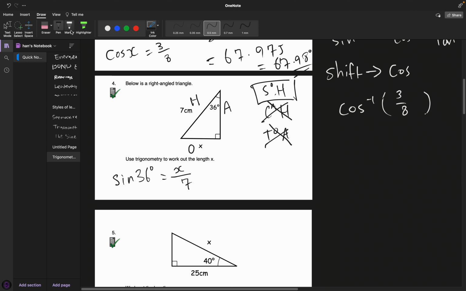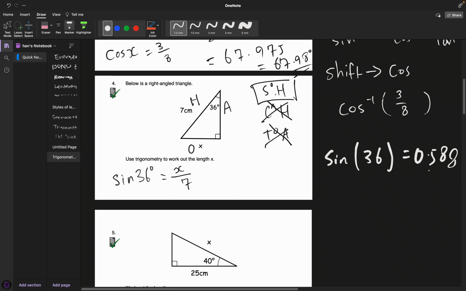How you do that is you press sine, and that'll give you a bracket. Once you do that, you just input 36, close brackets, and if you do that into your calculator, you'll get an answer of 0.58. I'll round that to 3 decimals, so 0.588. Once you have 0.588, we know that 0.588 is equal to x over 7, right?